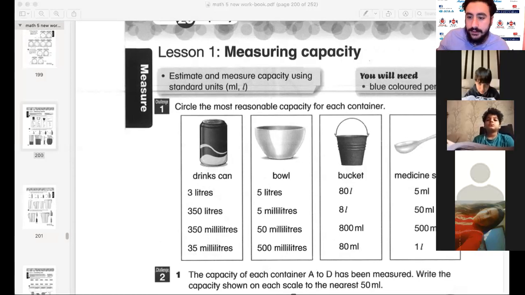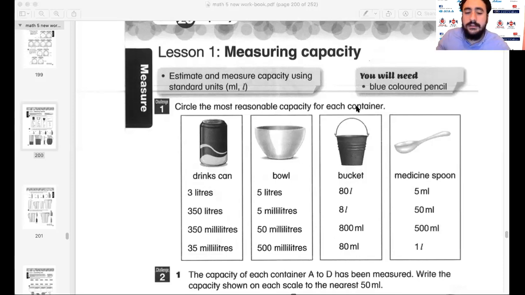Where is Khadija? Okay, let me take Ahmed Shams. Ahmed, good afternoon.